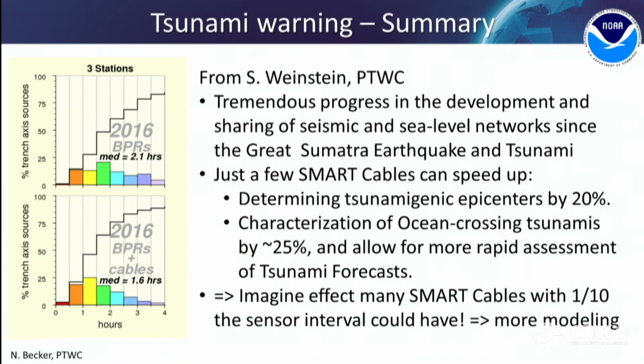So this is quantified here, just taking an average over all of those: there's roughly a 30 minute improvement by including the cables, a 30 minute reduction in warning time. So as Stu says, there's been tremendous progress since the recent large earthquakes and tsunamis. And with a few smart cables, we can determine the seismogenic epicenters by 20%, speed up the time to that determination, and also characterize ocean-crossing tsunamis with a 25% reduction in time for more rapid assessment. As he says, imagine the effect of many cables with one-tenth the spacing in the sensors.